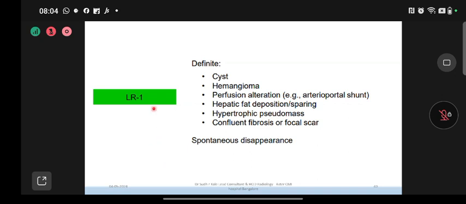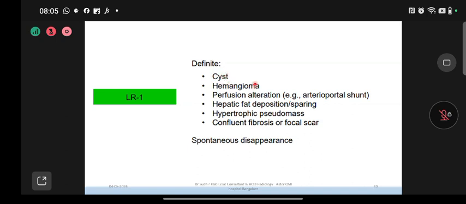So as we know, a cyst is quite simple. A cyst is filled with water. So water will be dark, hypo-intense in T1, and water is hyper-intense on T2, and then it will not show any diffusion restriction, nor enhancement. So whenever you find such a lesion, you know that we are dealing with LR1.